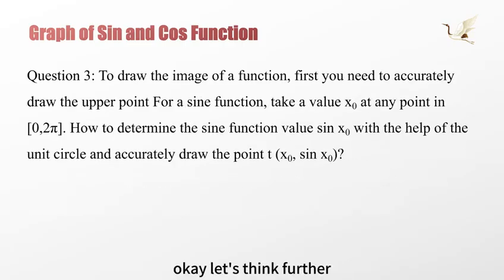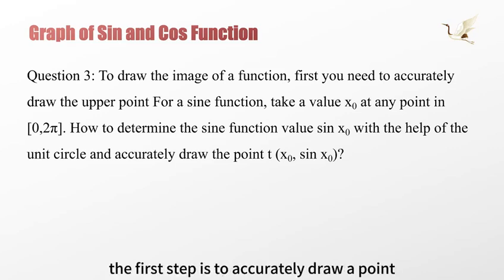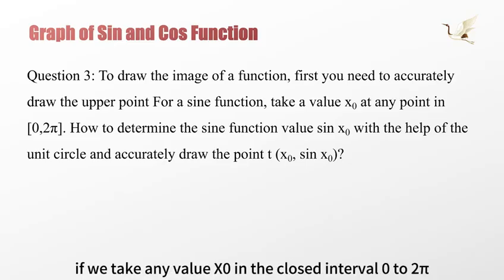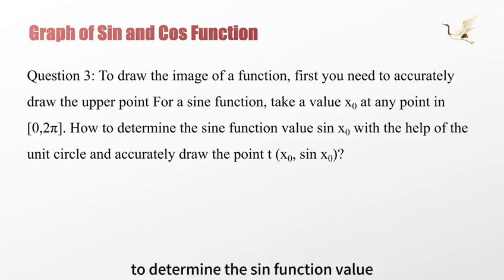Okay, let's think further. To draw a graph of a function, the first step is to accurately draw a point on the graph. So for a sine function, if we take any value x0 in the closed interval [0, 2π], how can we use the unit circle to determine the sine function value sine x0 and accurately draw the point T(x0, sine x0)?